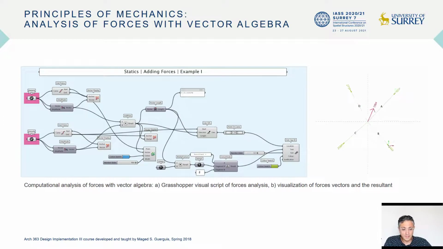The course started by introducing the students to the fundamentals of mechanics, and then the following exercise was designed to identify the magnitude and the direction of the resultant of four forces using vector algebra and Grasshopper and Rhino. The students then experimented with additional force scenarios with varying directions and magnitudes to visualize the impact on the point of application, direction, and magnitude of the resultant forces.